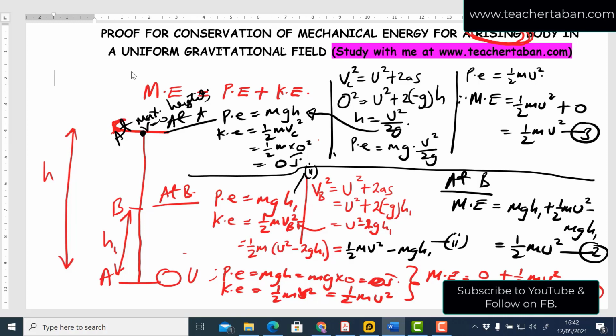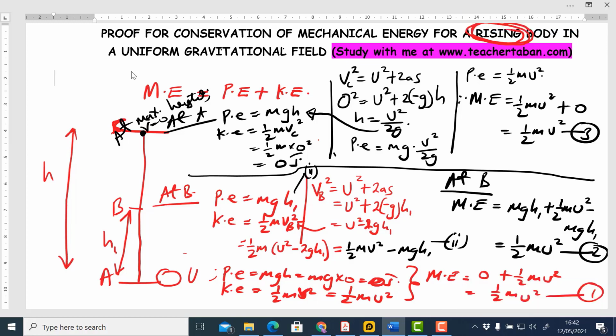So we've proven that the mechanical energy at points A, B, and C, since the body is rising up, is equal to a half mu squared, and this proves that mechanical energy is conserved.